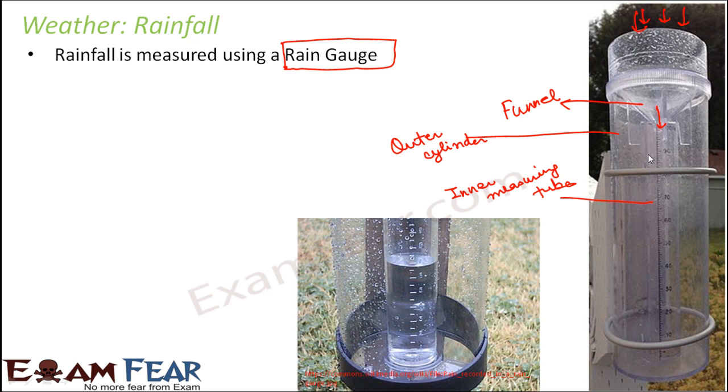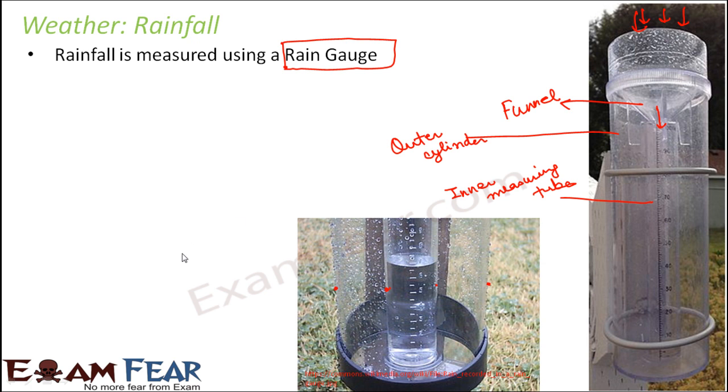Now the question is, suppose it is raining very heavily, so the inner tube will get filled up immediately. How are we going to measure the excess amount of rain that is coming in? Any excess amount of rain is captured in the outer cylinder, and that is why we have a bigger outer cylinder. Look at this picture, it is giving you a better view. The inner cylinder is only up to this much, but the thickness of the outer cylinder is much more, so it can accommodate a lot of water. All the excess water will get collected in this outer cylinder, and then how are we going to measure it? First we will measure the water that is there in the inner cylinder.